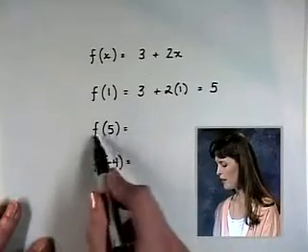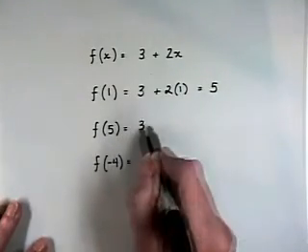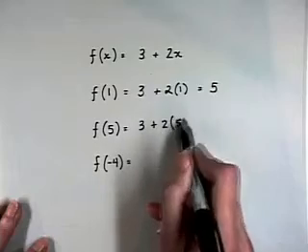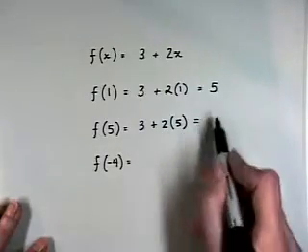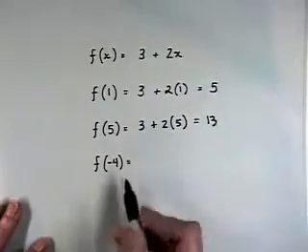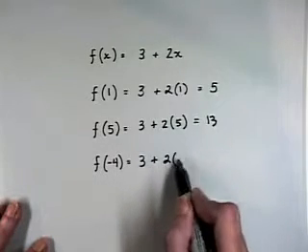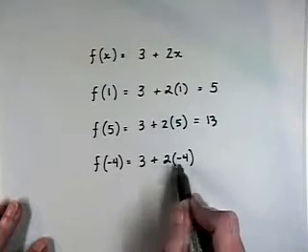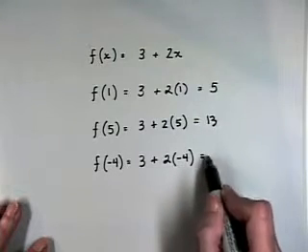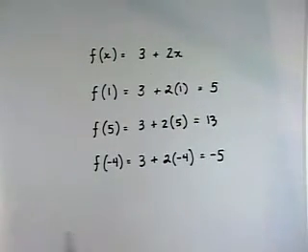Likewise, let's evaluate f of 5. This would equal 3 plus 2 times 5. That's 3 plus 10, which gives us a value of 13. And finally, f of negative 4, 3 plus 2 times negative 4. That's 3 plus a negative 8, which gives us a value of negative 5.